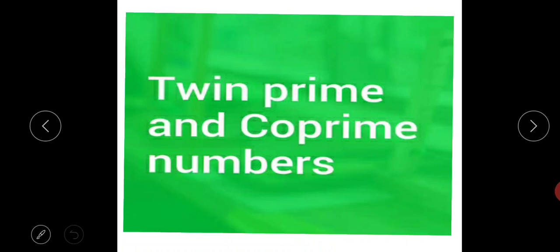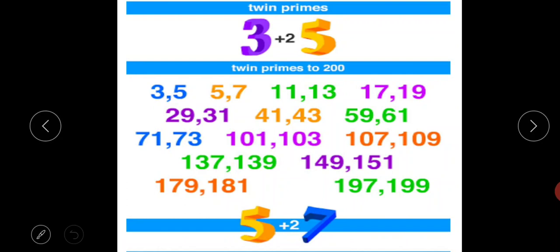Now the next topic is twin primes and co-prime numbers. Twin primes are those primes having a difference of 2, that is, prime numbers with a difference of 2 are twin primes. For example, 3 and 5 are twin primes because the difference is 2. Similarly, 5 and 7 are twin primes, 11 and 13 are twin primes, 17 and 19 are twin primes, and many more.